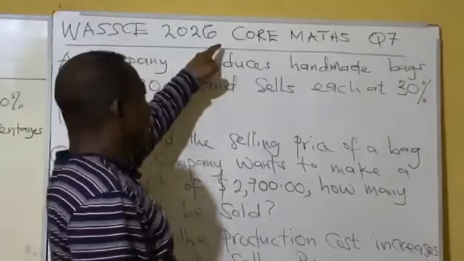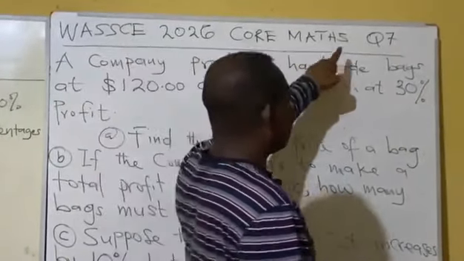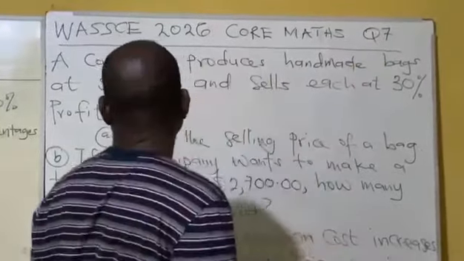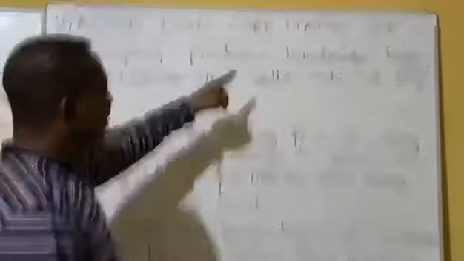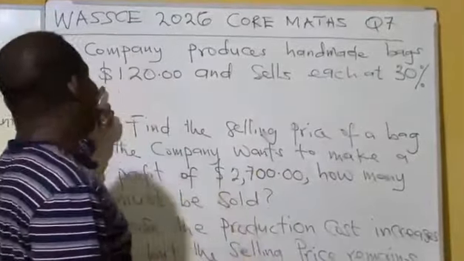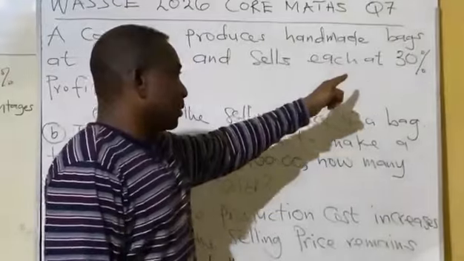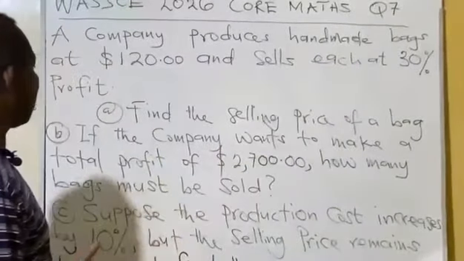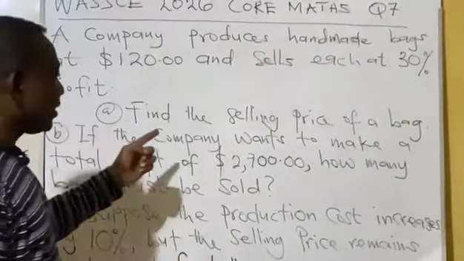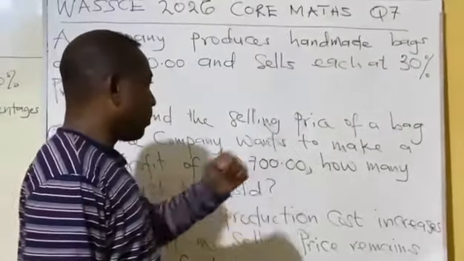WASSCE 2026 Core Mathematics, question number 7. A company produces handmade bags at $120 and sells each at 30% profit. A. Find the selling price of a bag.